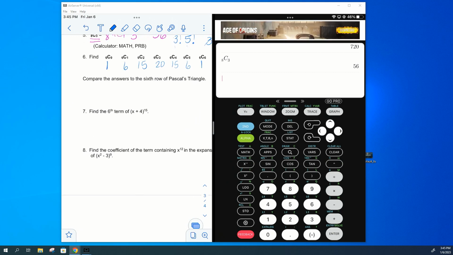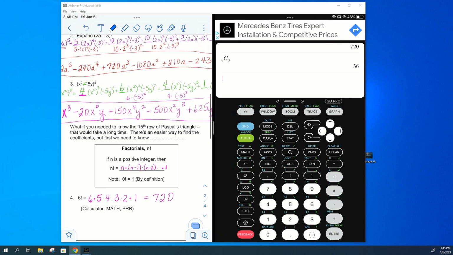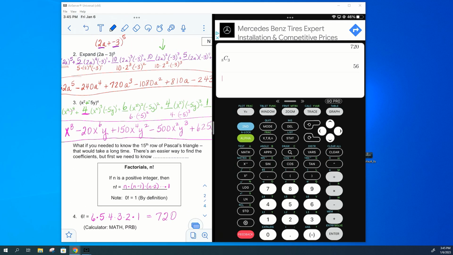Find the 6th term of something to the 15th. I am not going to want to go to the 15th row. Okay, here's what I want to do. If they're asking me for a specific term, it's like I'm isolating one term. I just randomly circled this one, and I'm isolating it and going for that.